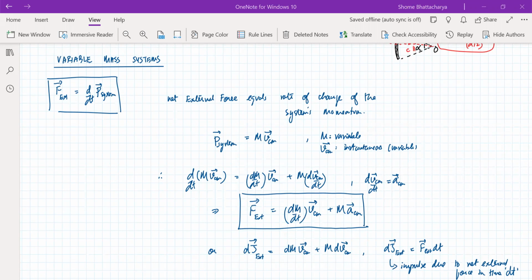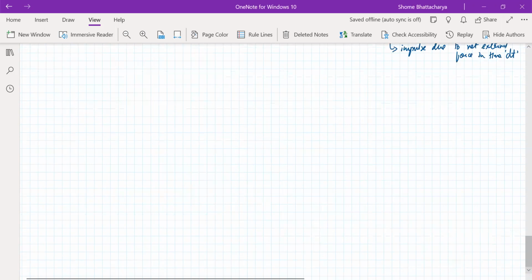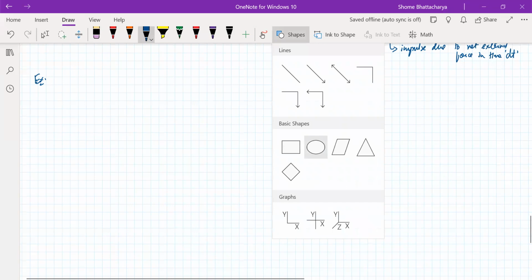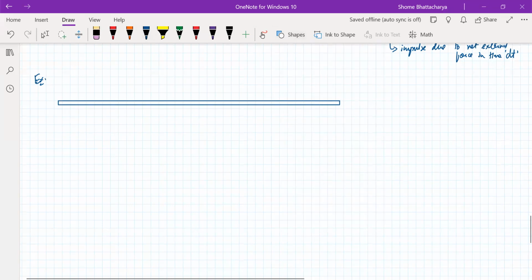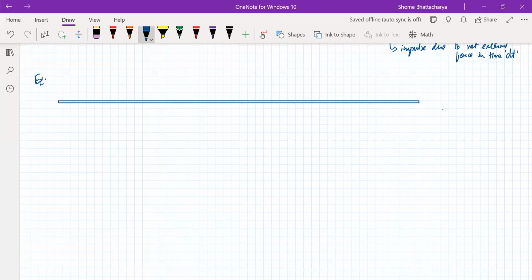So let's start with a simple question to begin with the application of this concept. Let's say we have this kind of a situation, a typical type of conveyor belt that you see at industrial level. Yes, rocket is a variable mass system, we'll discuss about rocket. So we have this industrial type of conveyor belt on which mass is continuously falling.